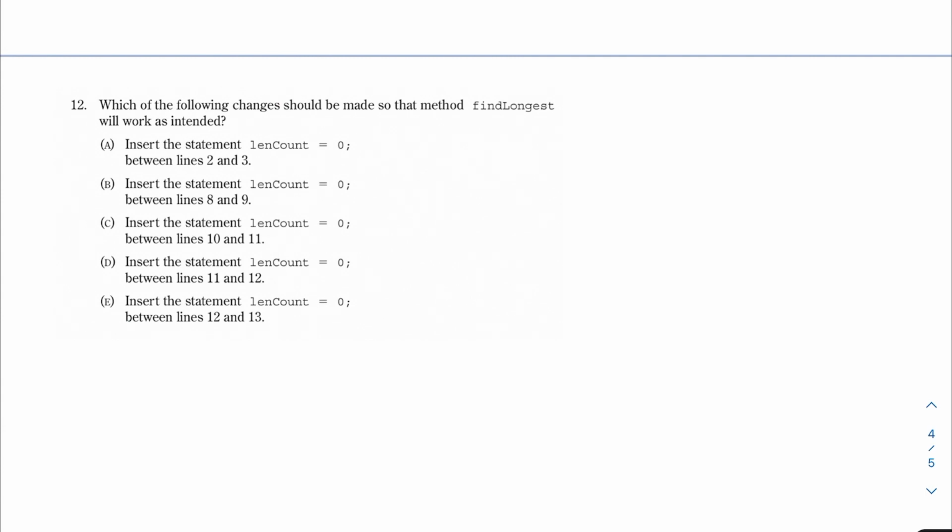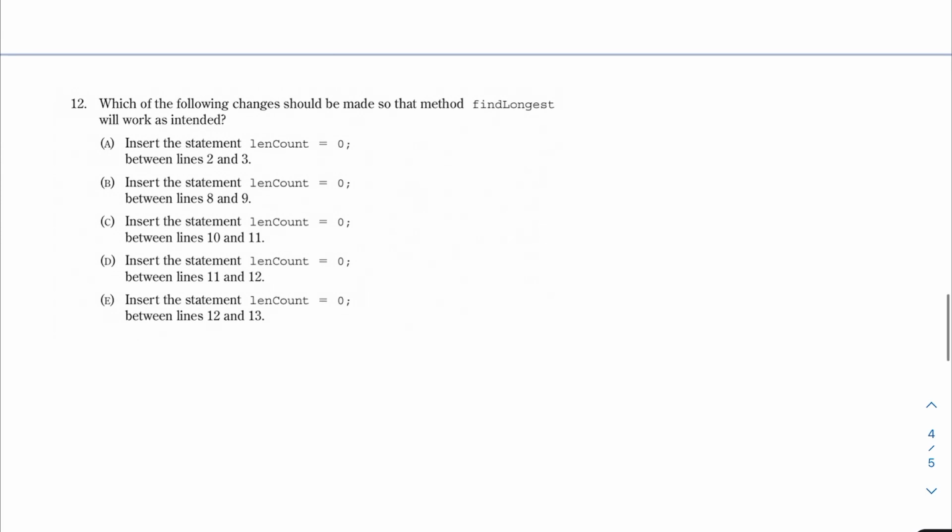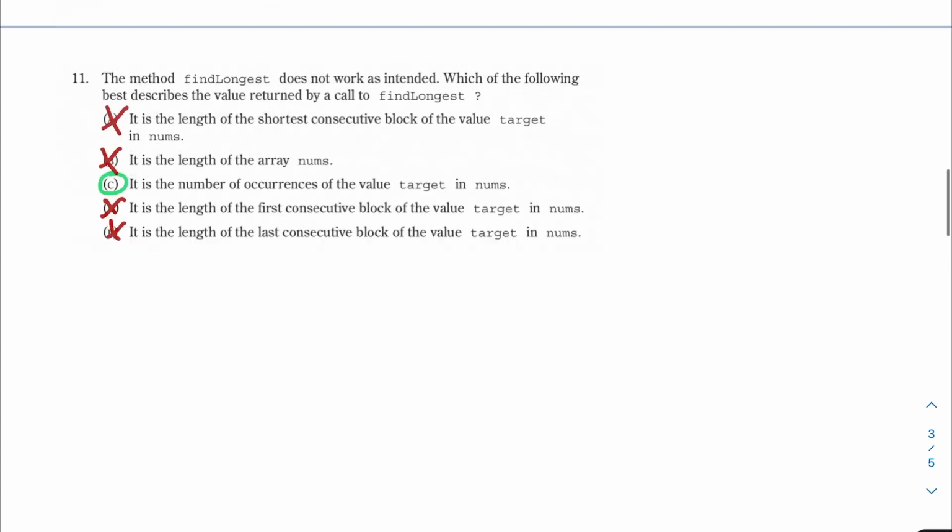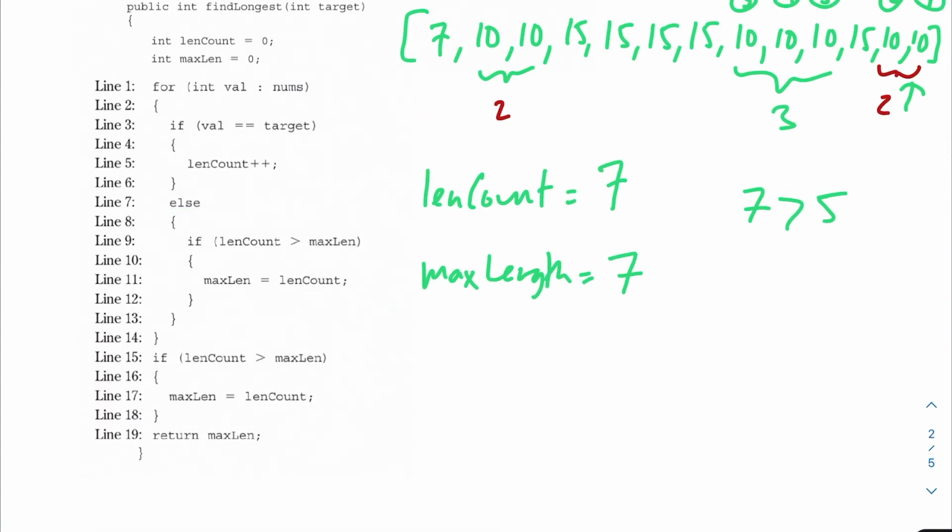It says, which of the following changes should be made so that the method find longest will work as intended? So it's basically saying we should insert the statement len count equals 0 between some lines. So let's go back up to our code. What were we doing incorrectly here? It was the fact that as soon as we finished a consecutive block, we weren't setting our length count back to 0, right?